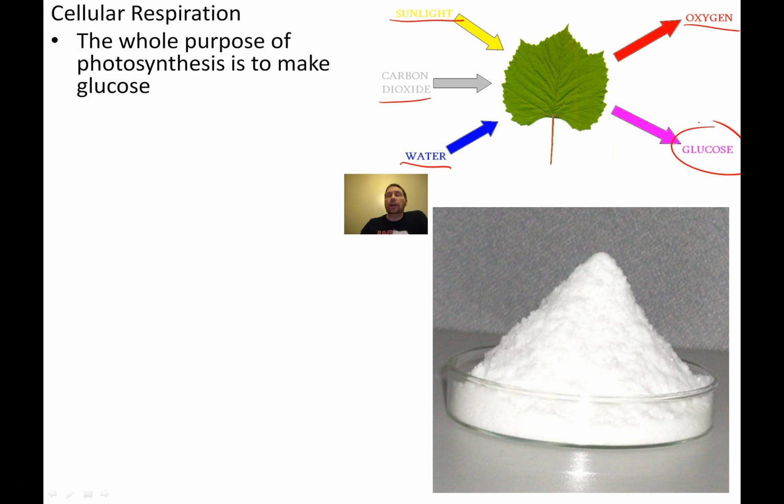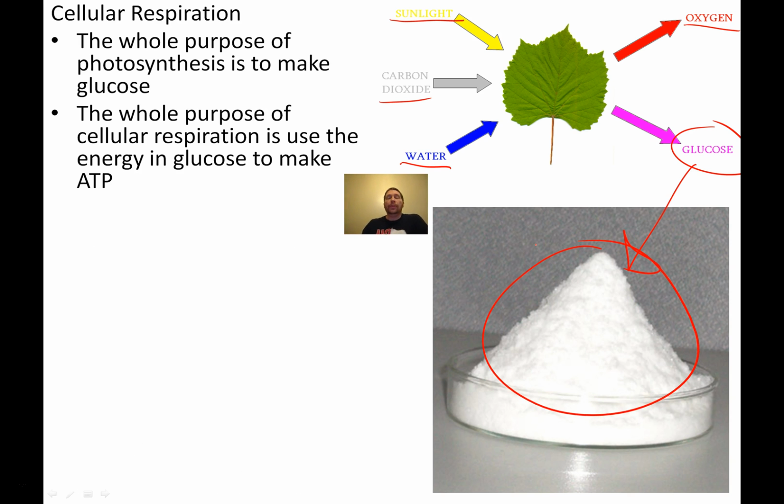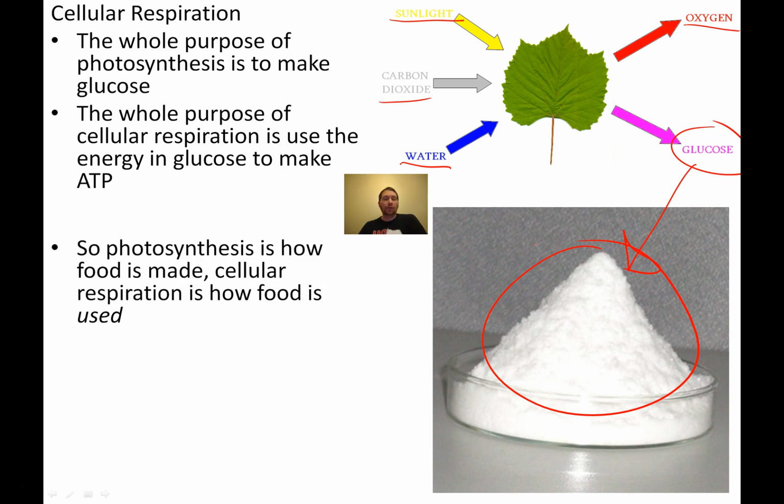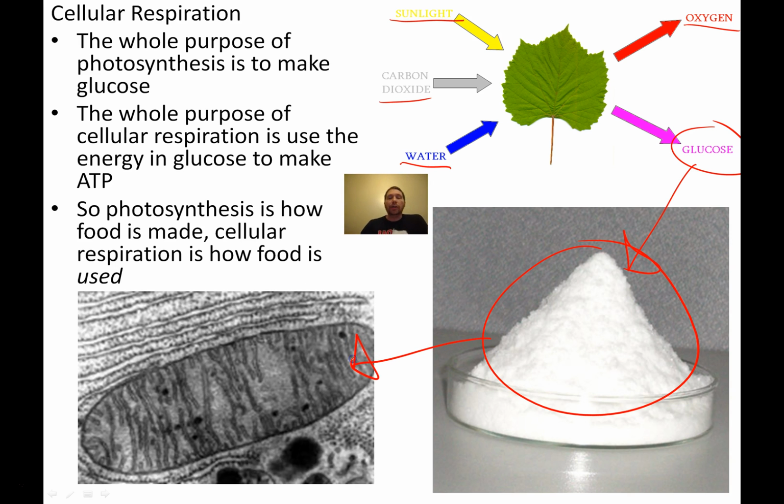Now, glucose is really the important thing. This stuff right here is glucose. That's really what the plant wants to make. So the whole purpose of photosynthesis is to make glucose. Well, the whole purpose of cellular respiration is to take this glucose and send it to the mitochondria, where the mitochondria can take the glucose and use it to make ATP. And that ATP is what's going to keep the cell alive. So the whole purpose of photosynthesis is to make glucose. The whole purpose of cellular respiration is to make ATP. So to sum it up, photosynthesis is how food is made. Cellular respiration describes how food is used.